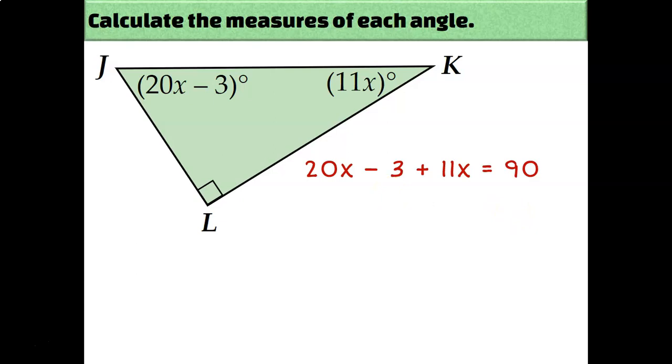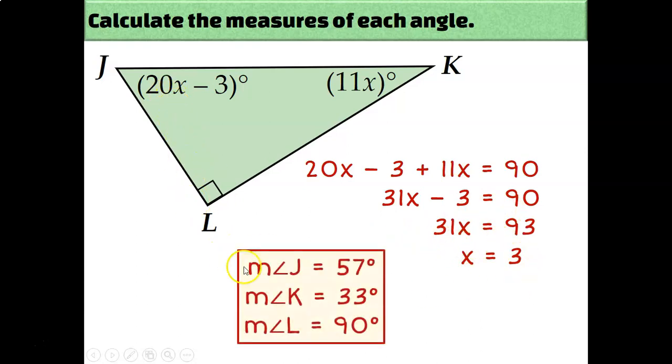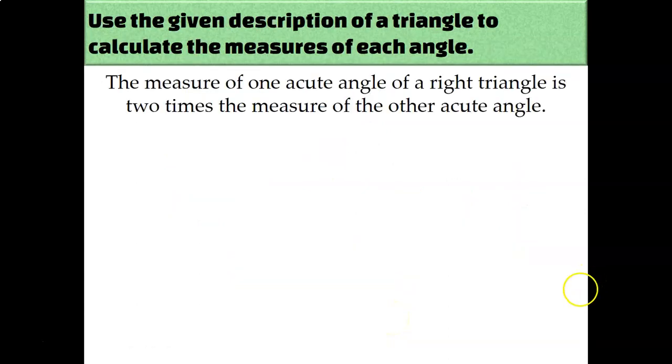Alternatively, if you don't want to use the corollary to the triangle sum theorem, you don't have to. If you'd rather write that 20x minus 3 plus 11x plus 90 is equal to 180, you're welcome to do so. You'll get the same thing in the end though, because really you're just subtracting 90 from both sides to get to this point. The corollary to the triangle sum theorem is just a shortcut. So let's combine like terms and add 3 and divide by 31, so x must be equal to 3. Plugging 3 in, I get answers of 57 and 33, and of course the measure of angle L is 90 degrees.